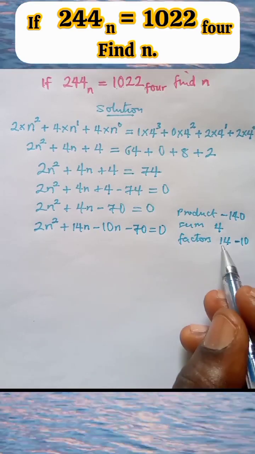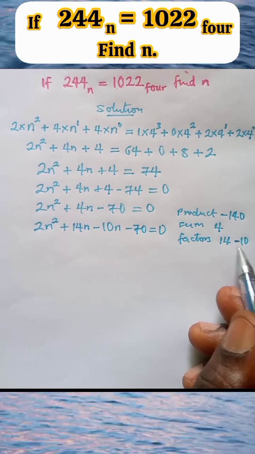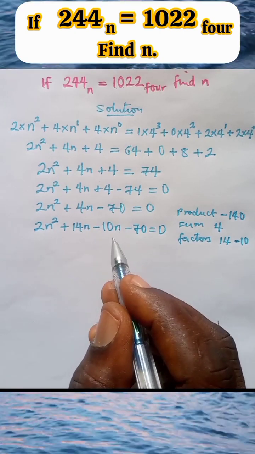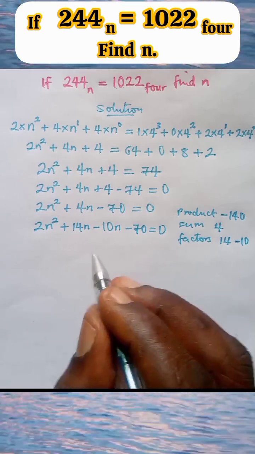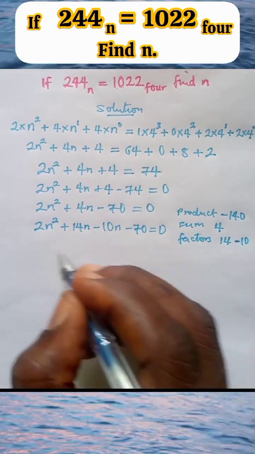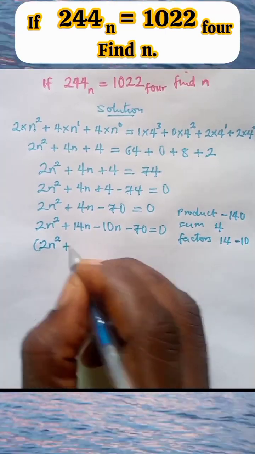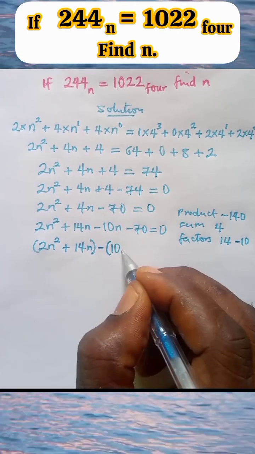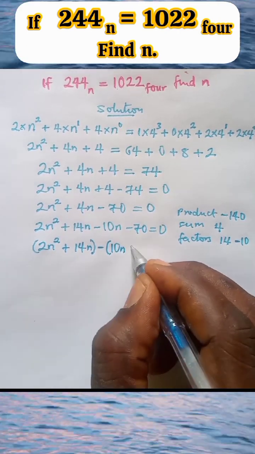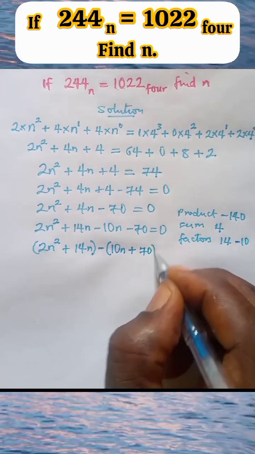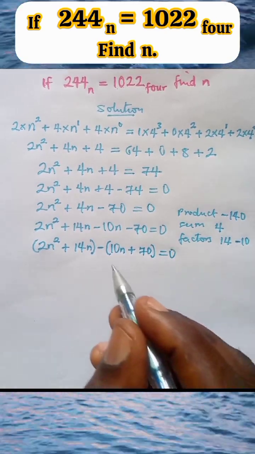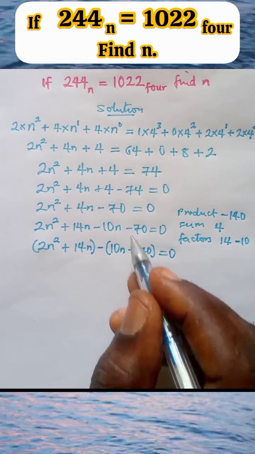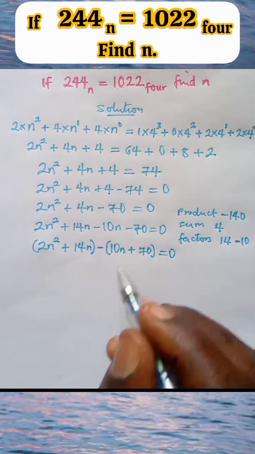Take note that it doesn't matter whichever one you write first. You may have chosen to write minus 10n first before writing plus 14n. Whichever one you write first, you get the same answer at the end of the day. Now let us group this together so that we have 2n squared plus 14n in brackets, minus 10n. Here we now have plus instead of minus 70 equals 0. The reason is that when we open up the bracket, this negative sign multiplied by the plus sign gives us back the negative sign.